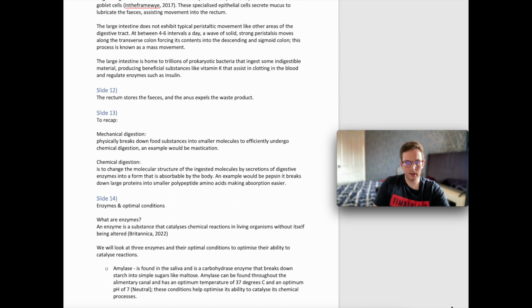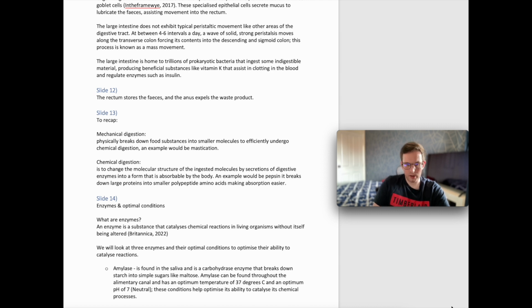Chemical digestion is to change the molecular structure of the ingested molecule by secretion of digestive enzymes into a form that is absorbable by the body. An example would be pepsin. It breaks down large proteins into smaller polypeptide amino acids, making absorption easier.